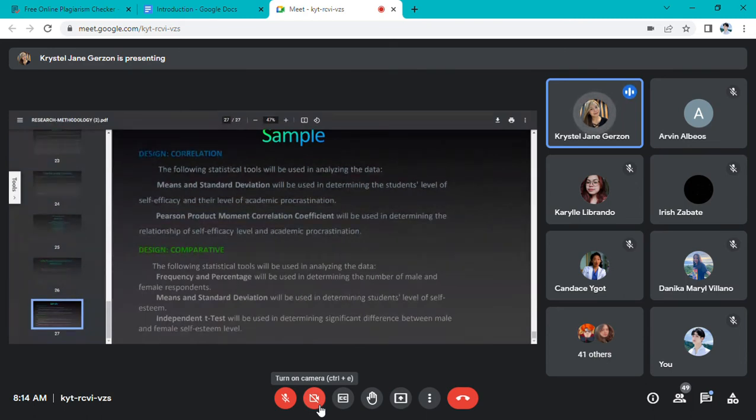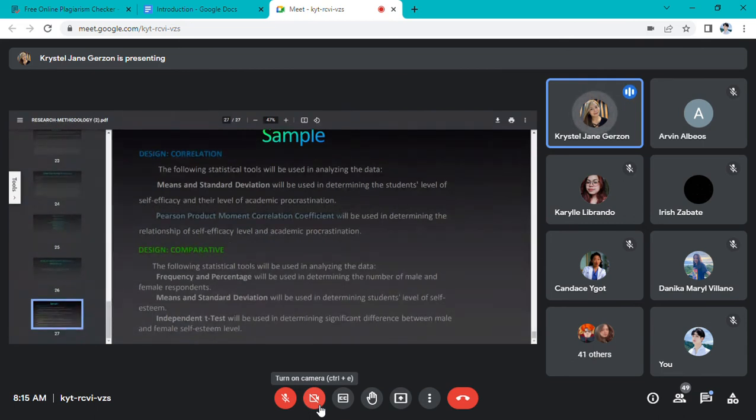For a correlational design, we will use means and standard deviation to determine the students' level of self-efficacy. Determine the level of the variables, no? We use means and standard deviation to determine or measure each of your variables. Then most of the time you will also be using the Pearson product moment correlation coefficient to determine the relationship of the two variables.